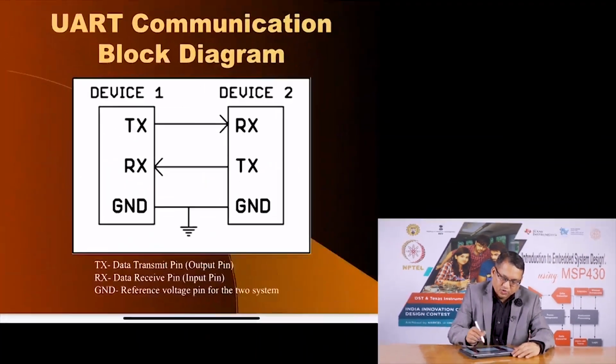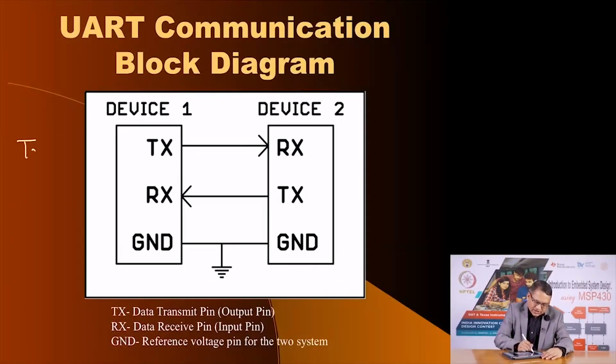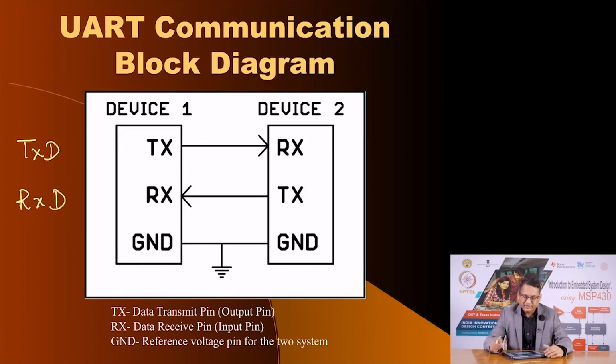Now, the basic block diagram of communication between two devices is illustrated in this diagram. You have device 1 and device 2. The two pins of serial communication are called TX, or oftentimes TXD, and the other pin for receiving is called RXD. So, you have to connect the transmitting pin to the receiving pin of the second device and vice versa, and of course, you need a common ground connection. So, these are the minimum 3 pins that are required for communicating between two devices.